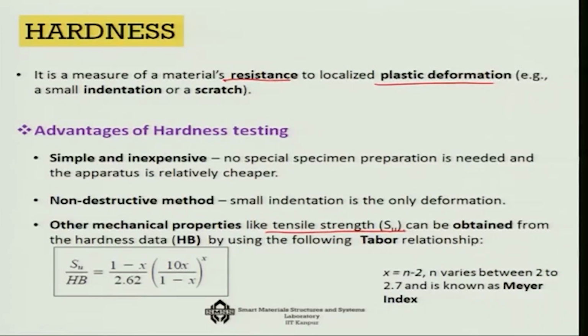For example, for metals there is something called the Tabor relationship, in which if you know the hardness data on the Brinell scale, the HB data, you can use that data to find out the ultimate tensile strength SU using this relationship, where x is n minus 2 and n varies between 2 and 2.7, and this is also known as the Meyer index. So, this is just an example of how you can further exploit the hardness data and find out certain important properties.